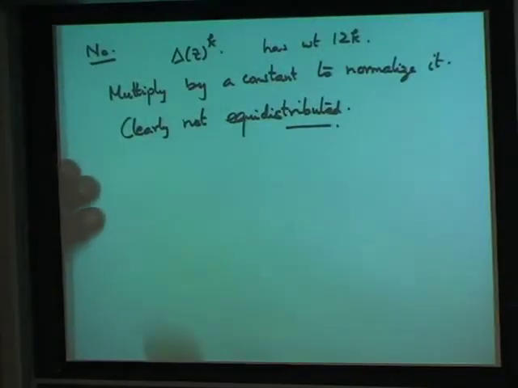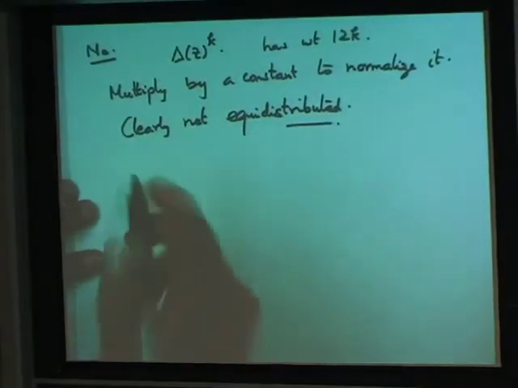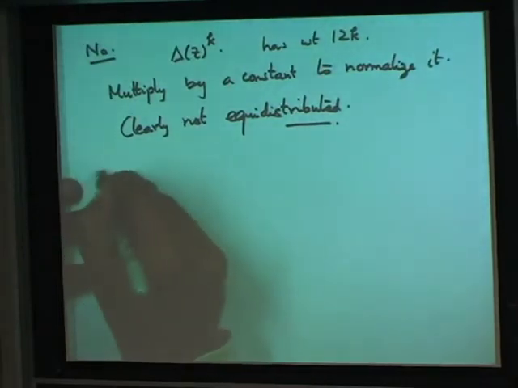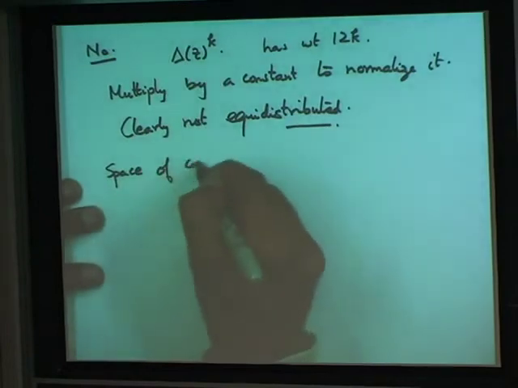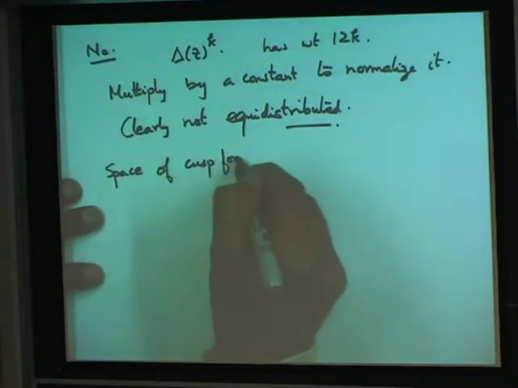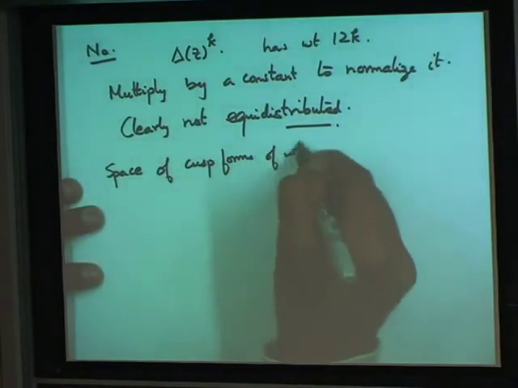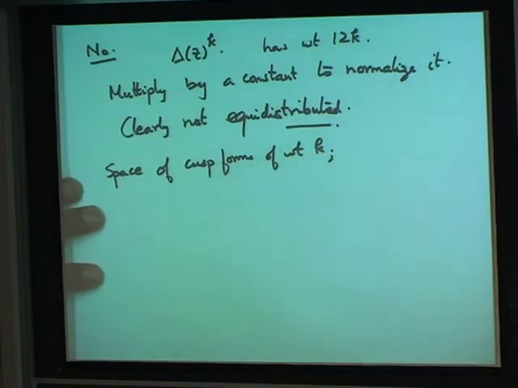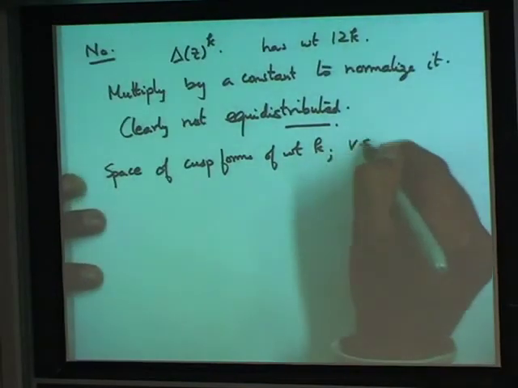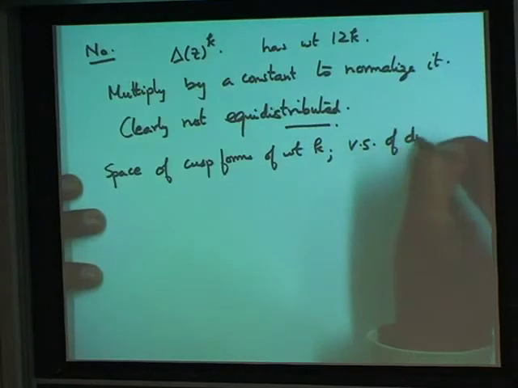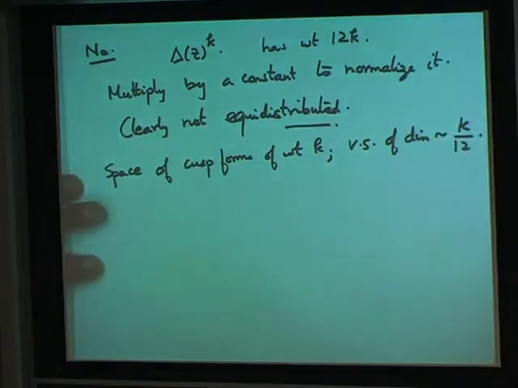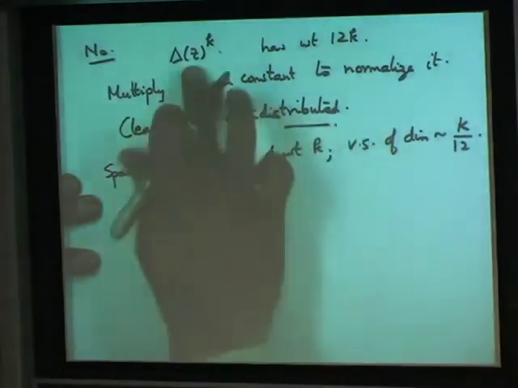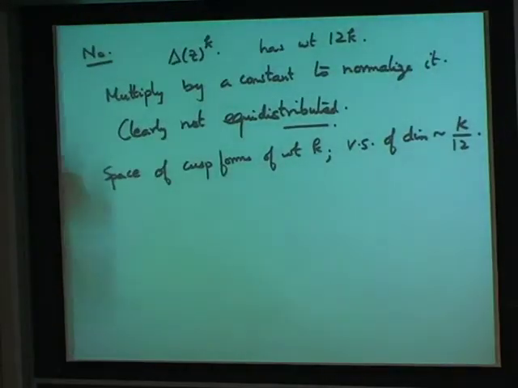So why does this happen? The point is that the space of modular forms of weight k is pretty big. It's a vector space of dimension about k over 12. And it has pretty crazy elements like delta of z to the k over 12.